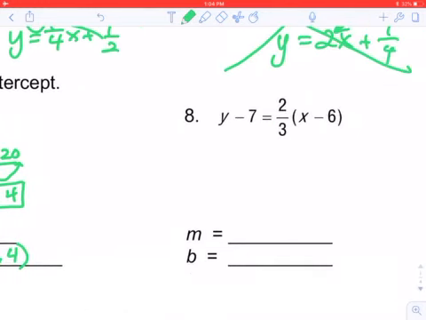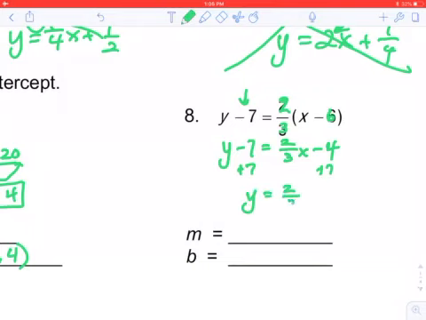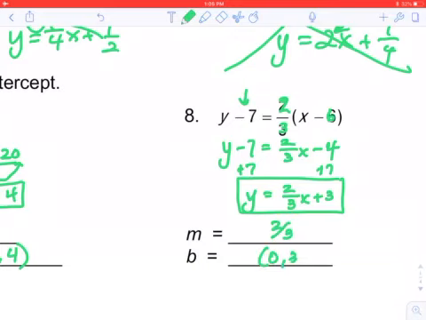Last but not least, we have some distribution we have to do here. We need to add the 7 over. So I'm going to distribute first. Remember, 2 times the 6 is 12, divided by 3 is 4. I'm going to add my 7. And there's my slope-intercept form. So my slope is 2/3, y-intercept is 3. Okay?